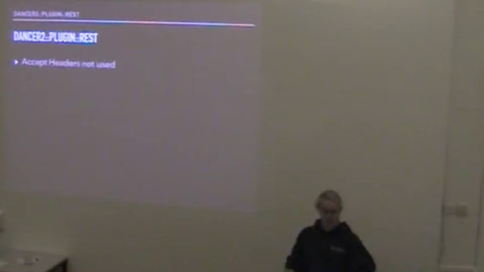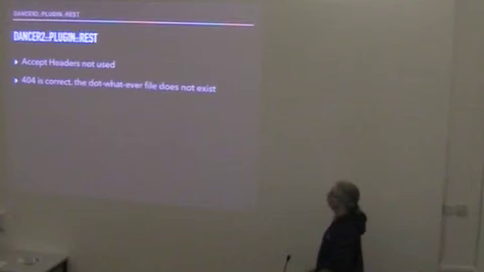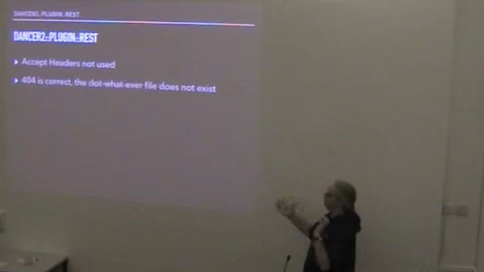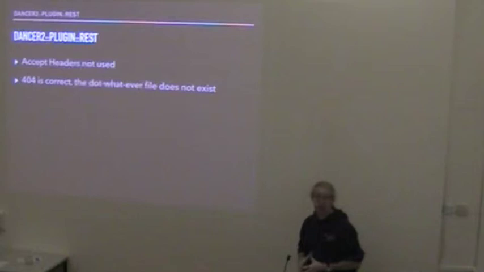And 404 is unfortunately a correct thing. The dot whatever file doesn't exist. It's not there. I hate it, but it's true. If you ask for a .xml, it's not there. Correct, but it's not how HTTP REST API should be designed with a file extension. Good. So far, so good. We have done something about the content type. Something like content negotiation. There's another one I'll show you that might help you.